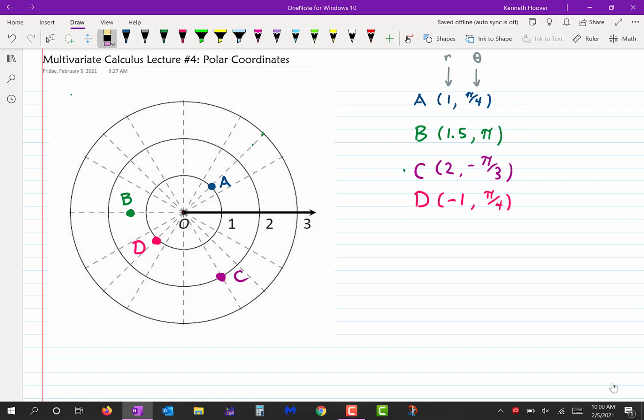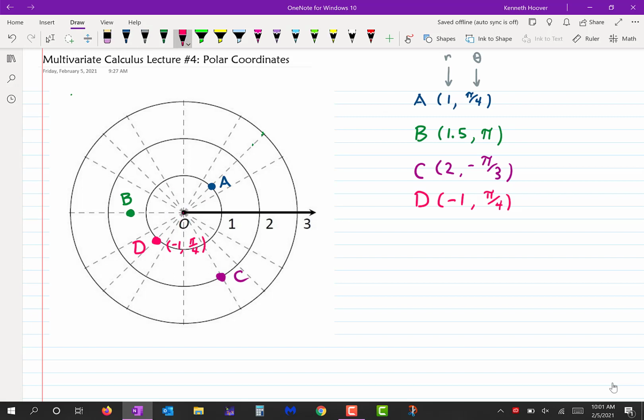Now, I want to point out something to you, that these are not unique. In rectangular coordinates, if I located a point, there's only one pair of coordinates that would give me that point. But in polar coordinates, that's not true. For instance, point D that we just plotted at negative 1, pi over 4, let's write that in the picture here. So I went an angle of pi over 4 and then backwards a distance of 1. That would have been the same location if I had gone an angle of what? 5 pi over 4 and then go forward a distance of 1. See what I'm saying? So these coordinates are not unique.